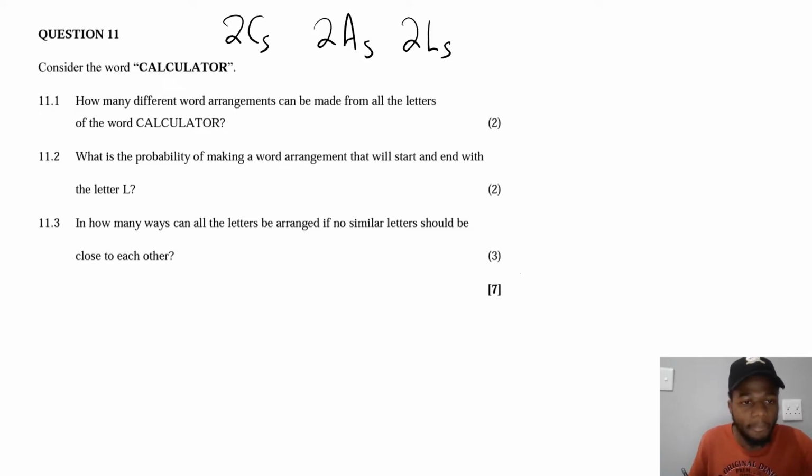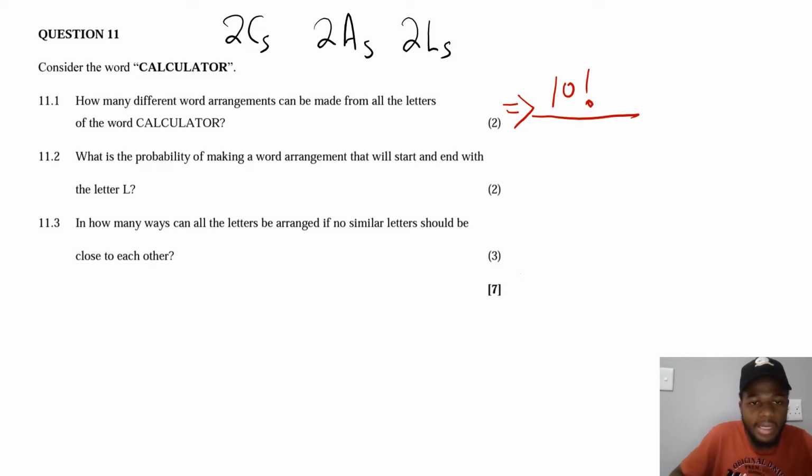Let's go through the question. The first question says, how many different word arrangements can be made from all the letters of the word calculate? It is simple. We start with the number of letters in that word, which is 10, so 10 factorial. We divide it by the factorials of the repeating letters. For C, we have 2, so it will be 2 factorial. For A, we have 2, so it will be 2 factorial. For L, we also have 2, so it will be 2 factorial also.